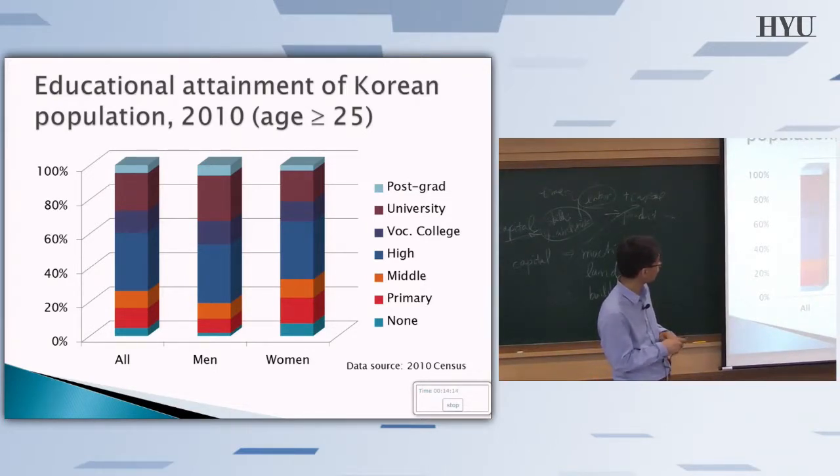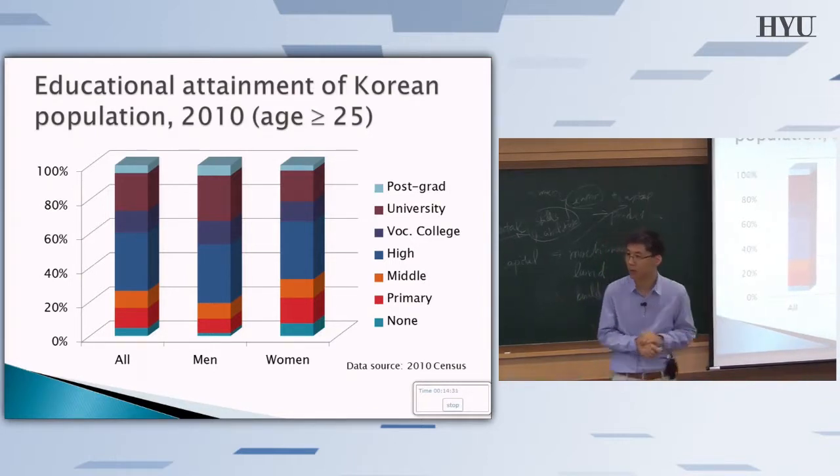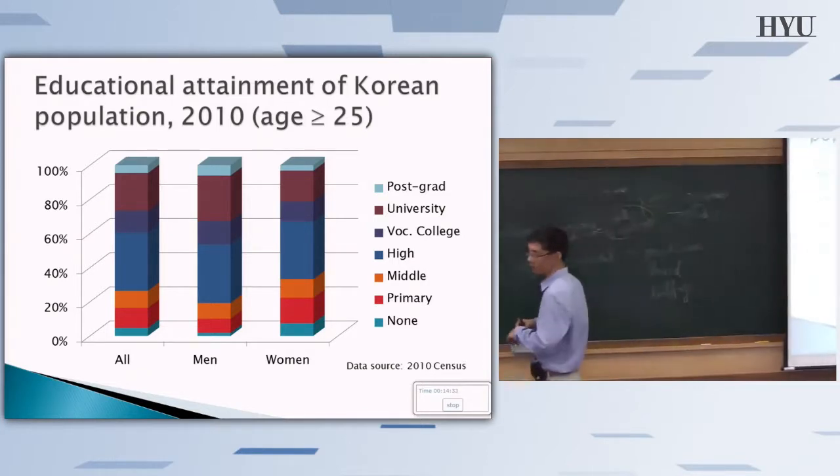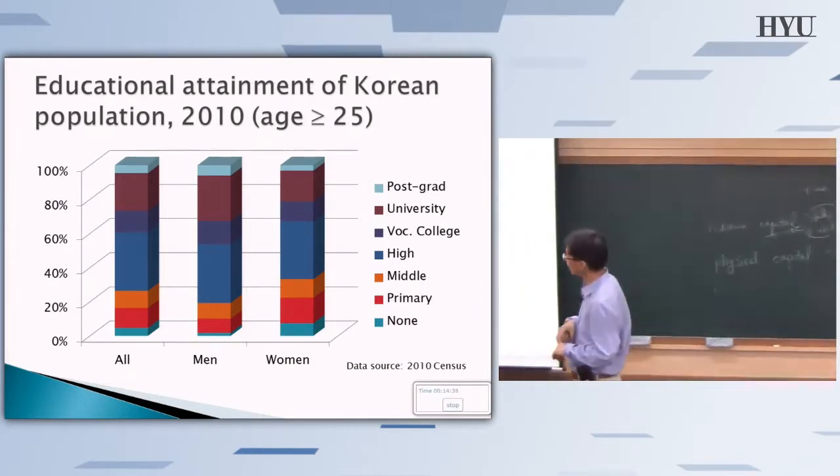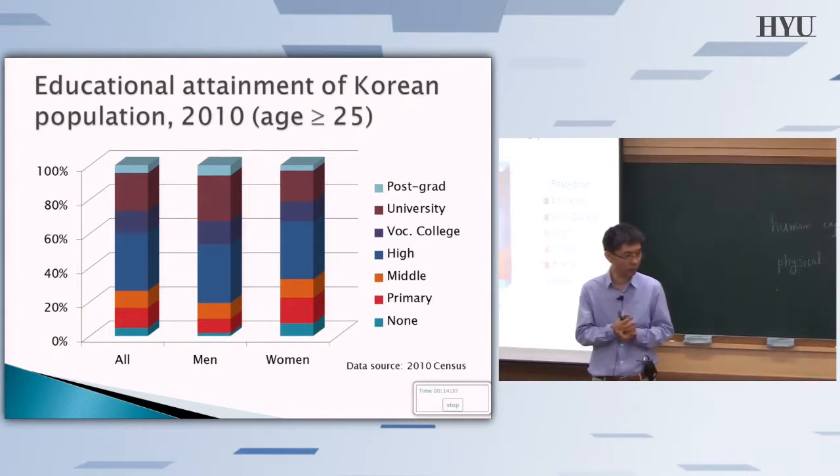And for men, the percentage of higher educated individuals is much bigger than for women. For women, it's about 40%. For men, it's probably a little more than 50%. So there is a gender difference in education level. This is a very interesting research topic, why women and men have different investment patterns in human capital.